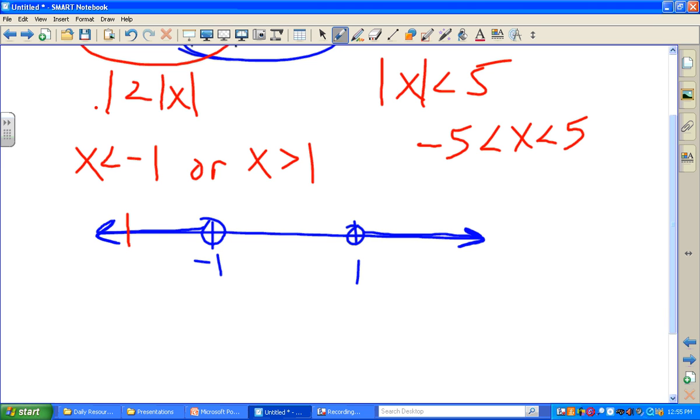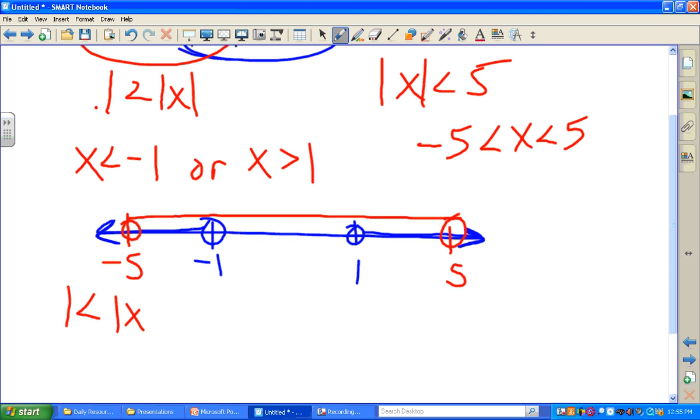Negative 5 to 5. Are those open or closed? Open. And this goes all the way down to here. So what the heck will be your answer? You think any number you can put in here will actually work? 10 billion is a real number. That doesn't work.